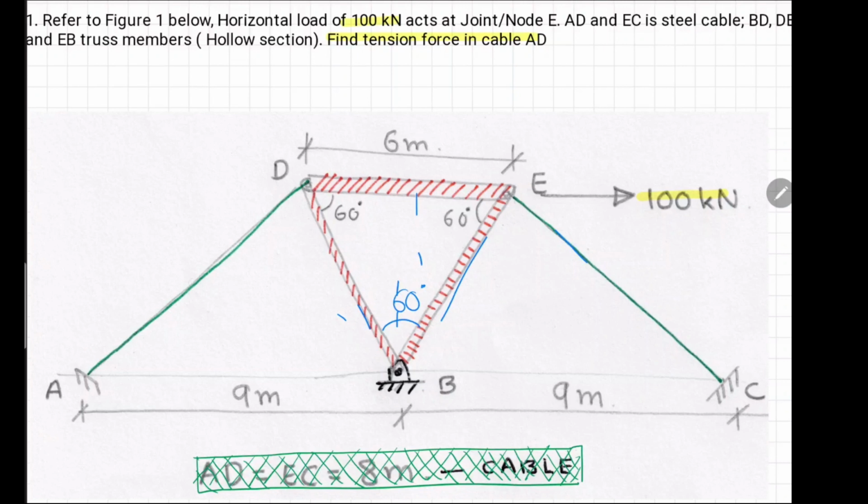So if we take moment about point B, when the horizontal force is applied, this member is going under tension, and this member is going under compression, and cables cannot take compression, so this member will become not effective. So to calculate the force, let us assume this force as T.